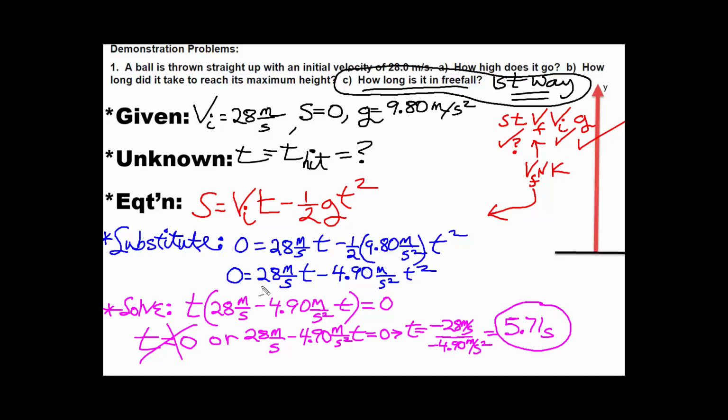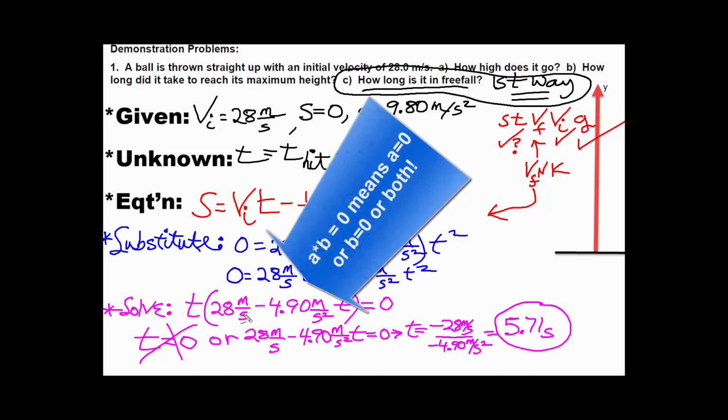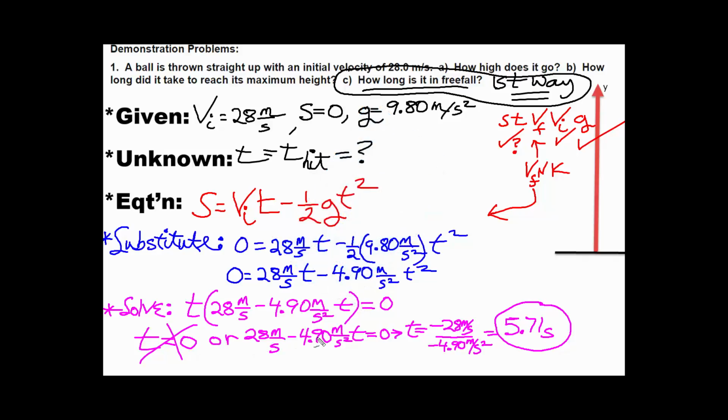Solve. This is a quadratic equation that's set to 0. It lacks the constant term. The solution method here is to factor out the unknown t. You get t times quantity 28 meters per second minus 4.90 meters per second squared times the time is 0. Here we have 2 factors whose product is 0. The multiplication rule of 0 says that when 2 things have a product of 0, one or both of them is 0. The time is 0. That's not the solution we want. Or 28 meters per second minus 4.90 meters per second squared times the time is 0. That's the solution we want. We solve and we get that the time is 5.71 seconds.